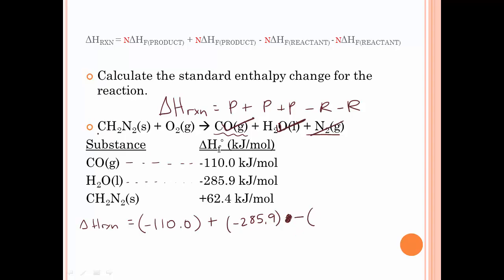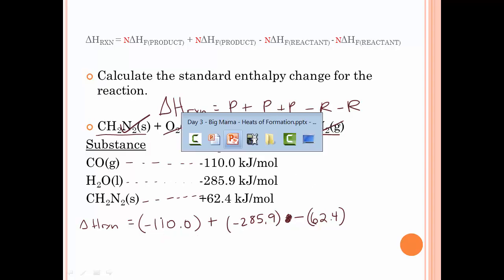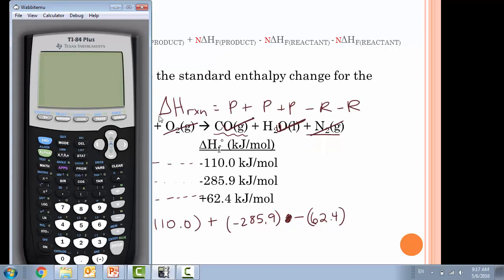We subtract our reactant. So CH2N2, we're going to subtract that value, the 62.4. Check mark there. And then we're going to subtract the oxygen. Well, that's subtracting 0, so I'm not even going to show my work. So this is our setup. So we're going to get our calculators out and do this calculation.